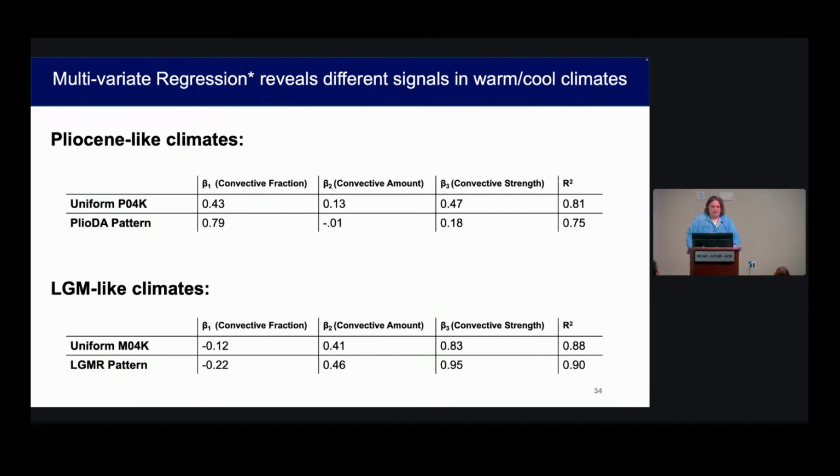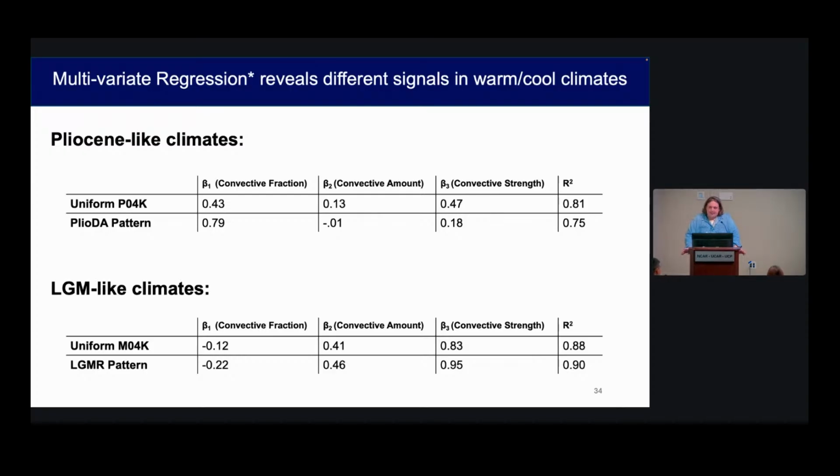We also did a multivariate linear regression, but I need to caveat this a lot. If you want to compare the coefficients in a multivariate linear regression, you have to standardize all your predictors, which we did, but you also need your predictors to be pretty independent. And I think convective strength, convective amount, and convective fraction are all probably pretty collinear, not one-to-one, but they are probably related to each other in pretty significant ways.